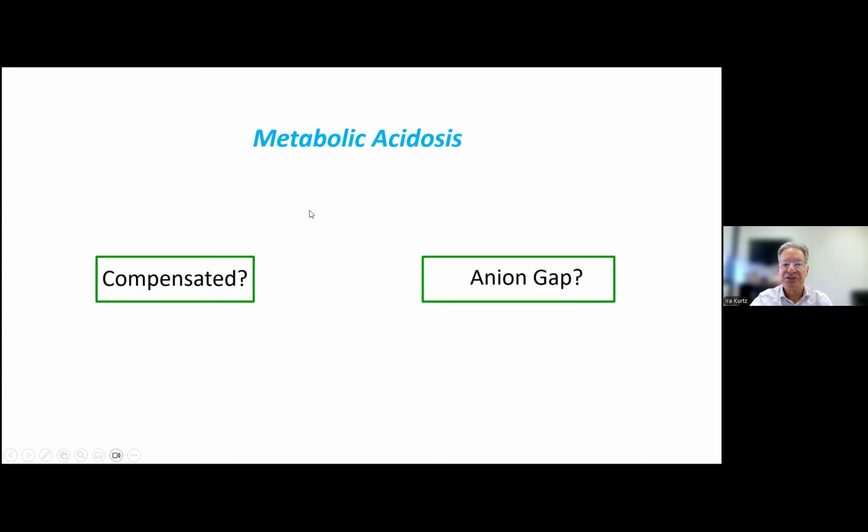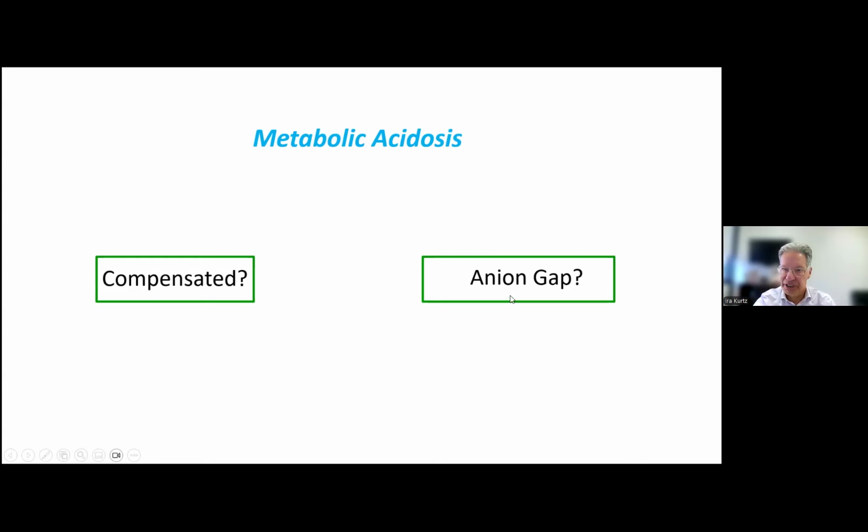So in metabolic acidosis, we decide two things. One, whether it's compensated. In other words, did the PCO2 change as we predicted it would? 1.2 fall for every 10 fall in the bicarbonate, as I showed on the previous slide. And did the anion gap change?